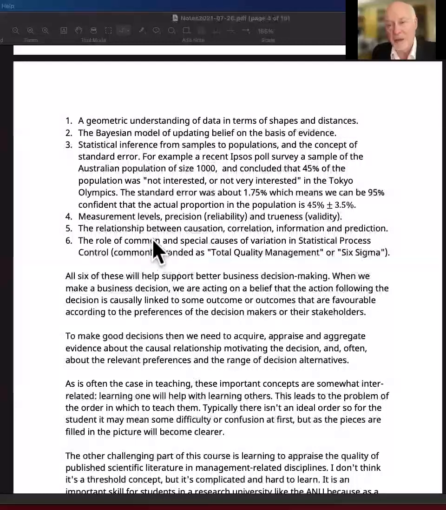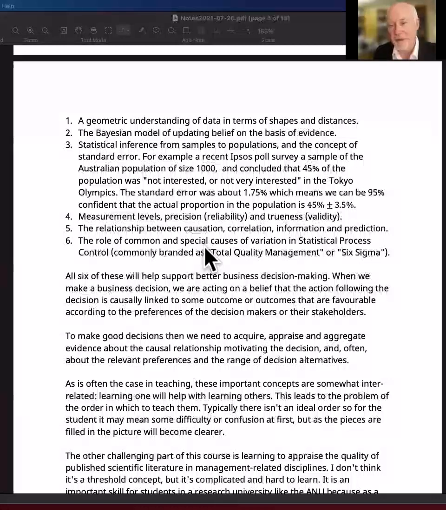The next one is about measurement levels. I'm not really even going to try and explain what that's about at the moment. I'll just point out that it's not as obvious as most people think. It's usually dealt with in a pretty cursory way in introductory research methods and statistical courses, but it's a cause of a lot of bad data and bad evidence in the business world. And so I think it's important to have a somewhat more sophisticated understanding of it. So we'll spend some time on that as well.